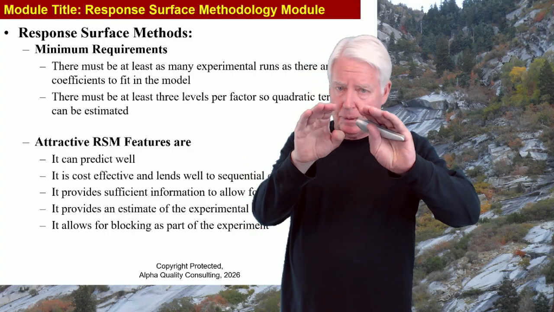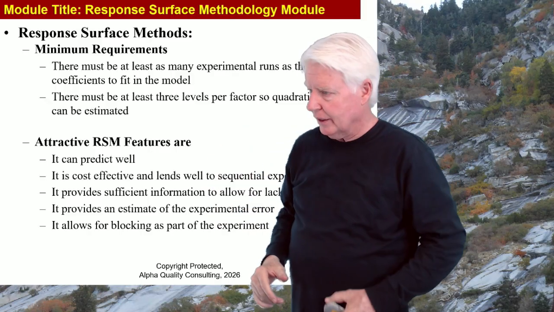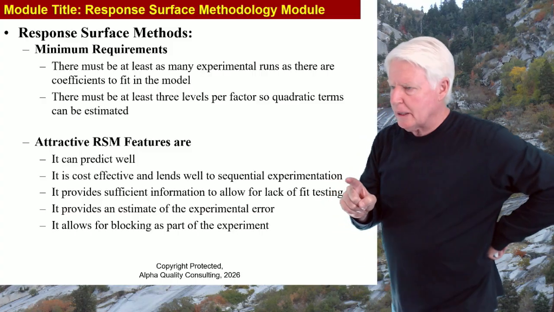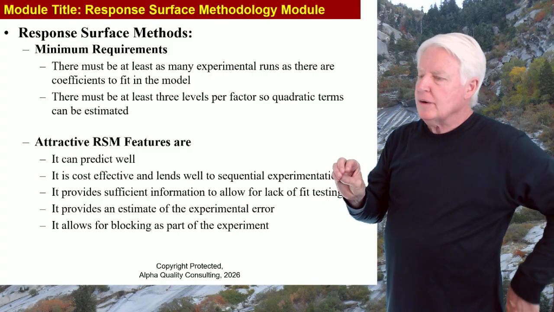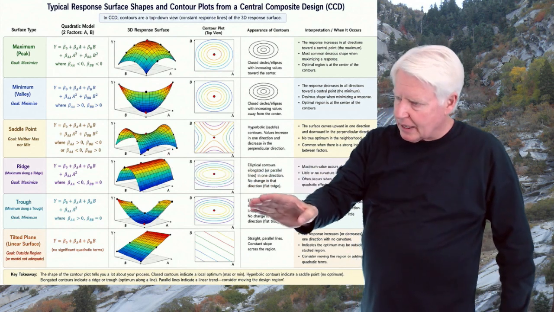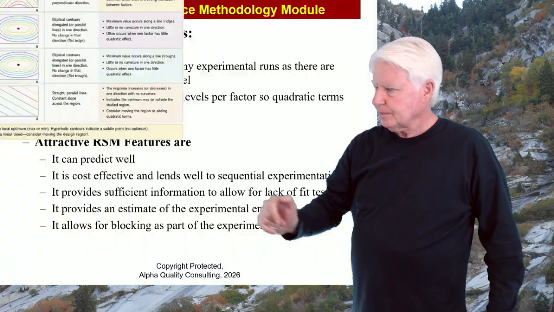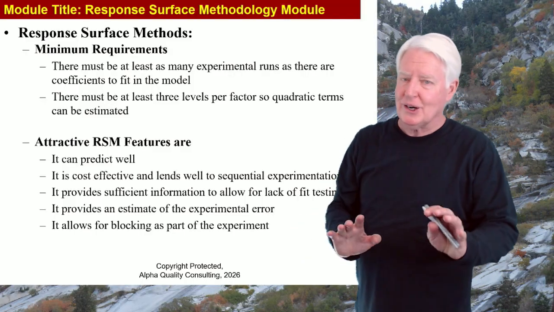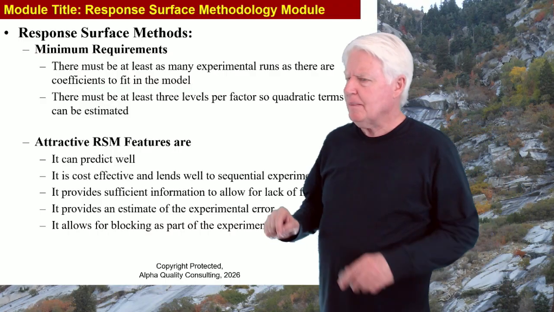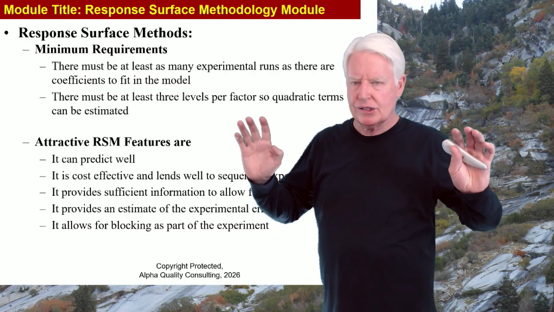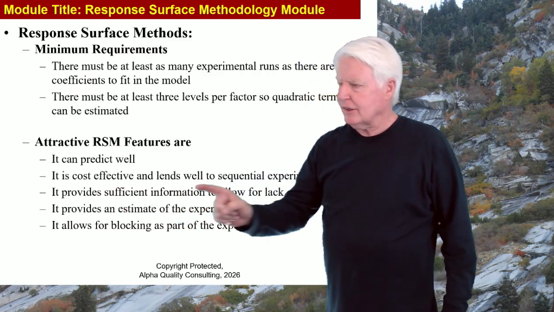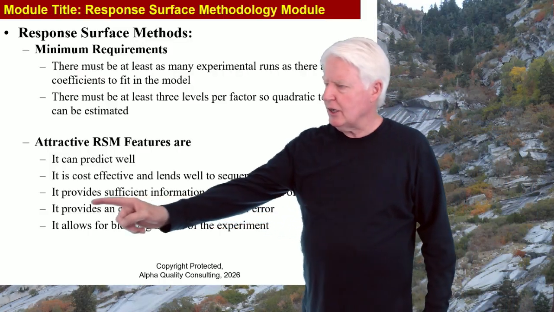It may give you the maximum point, but it will also predict everything around it. So it is cost effective and lends well to sequential experimentation. In other words, once you figure out what the surface looks like, you can extend it out. Maybe this then comes down or something. Who knows what it does? But you can expand upon it. And I want you to make sure you remember that. Don't stop learning about your processes. I mean, sometimes you get so far out that you're never going to use that area. So I get that. You don't want to waste time and money. Okay. It's cost effective and lends well to sequential experimentation, which we just went over.